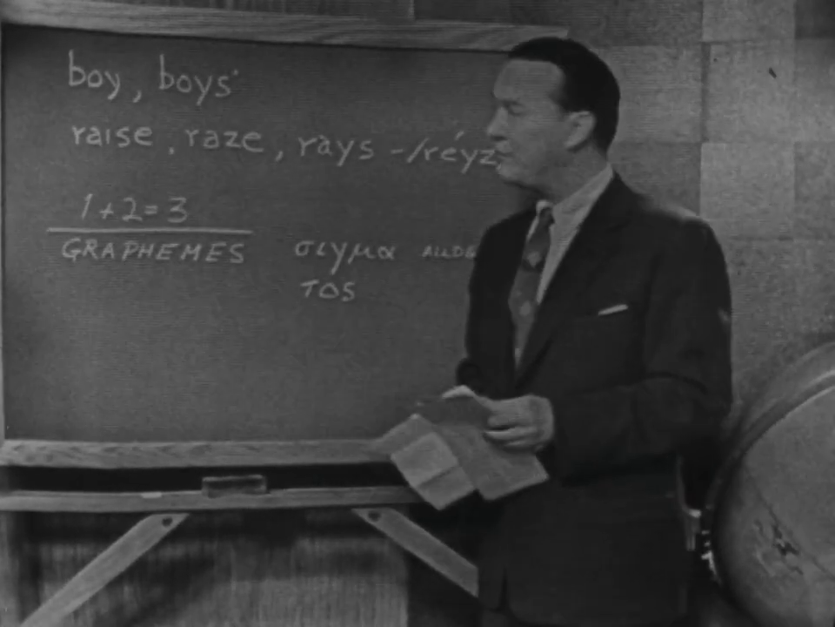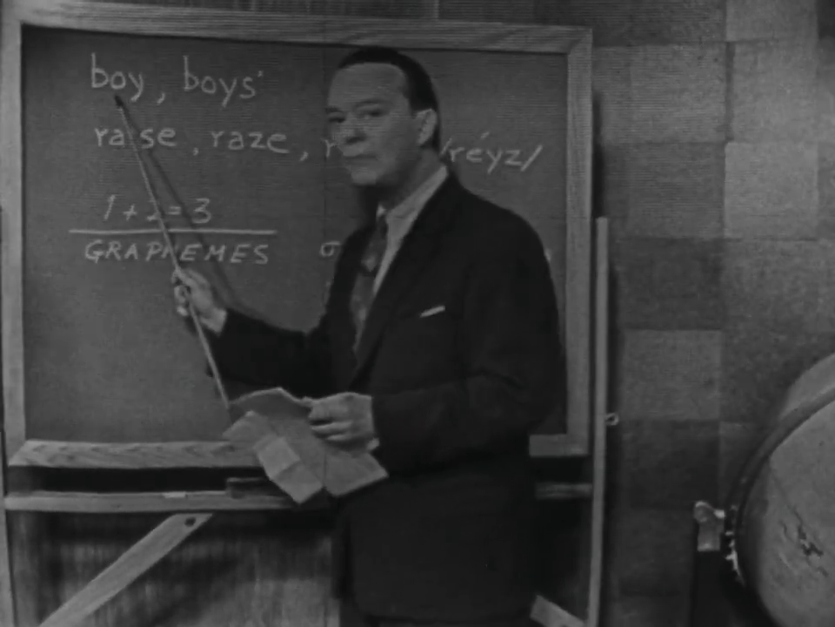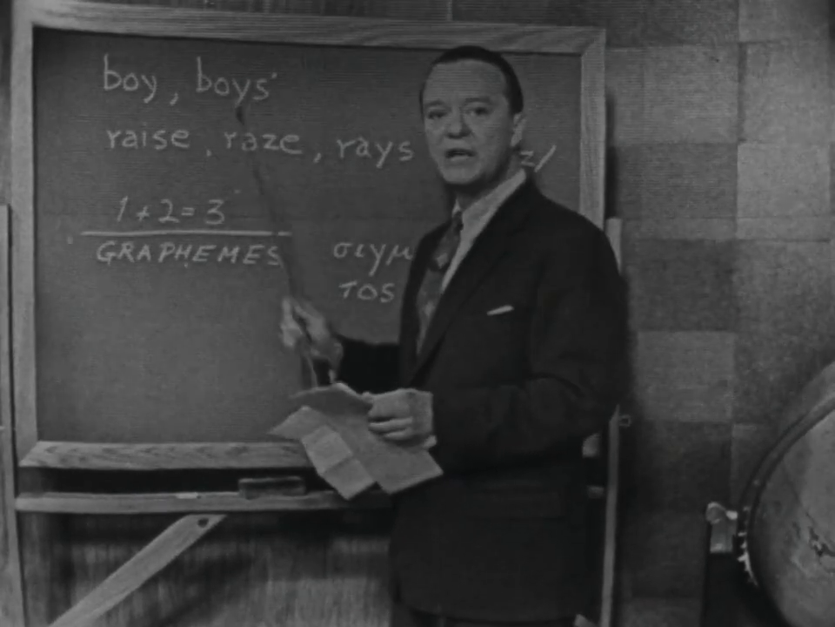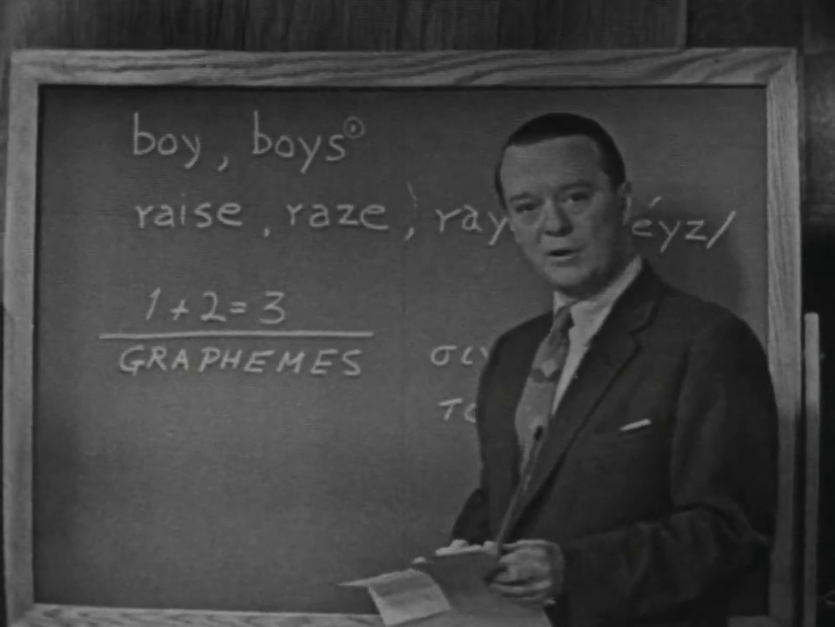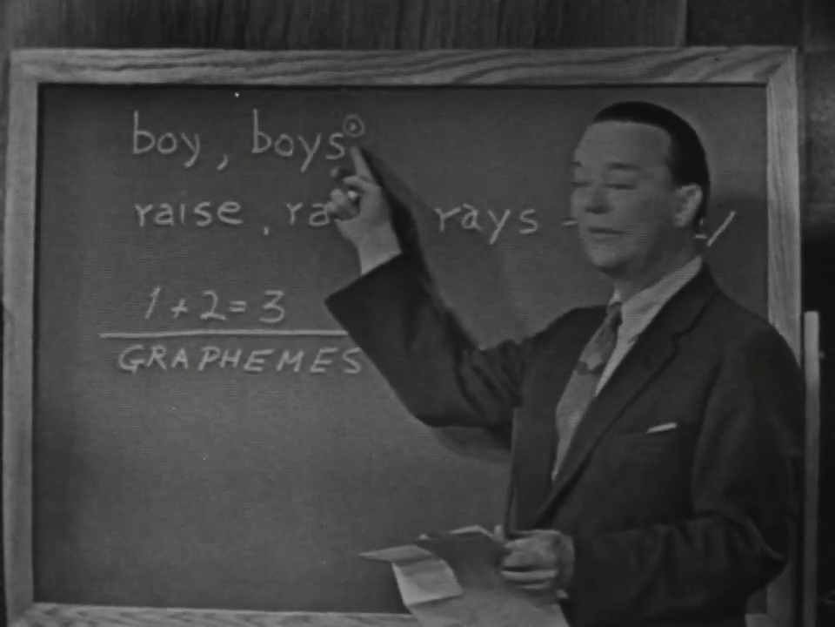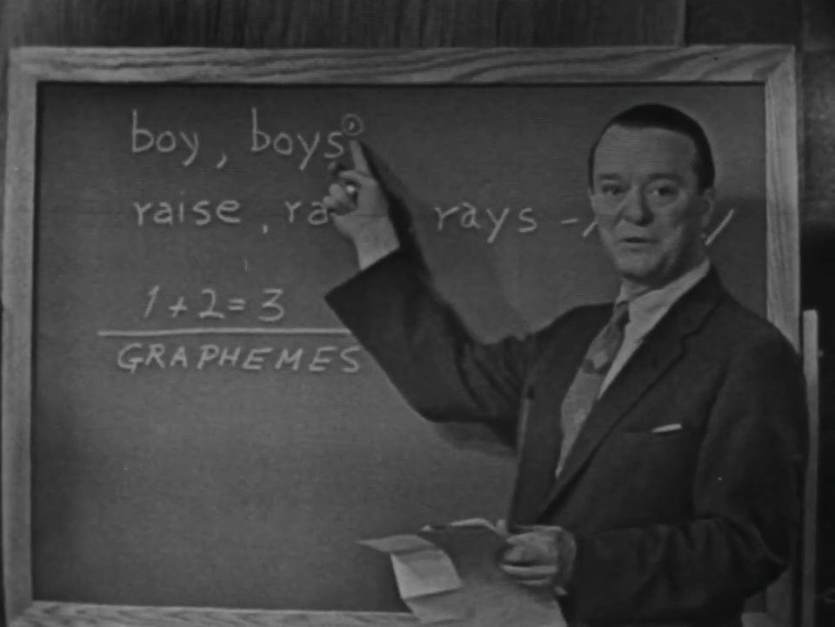And we do write in morphemes. For instance, here boy, and here boys. This is the possessive plural. Actually, that little apostrophe out there is the symbol for a morpheme. It says possessive. This says plural, and that says possessive, as we well know.